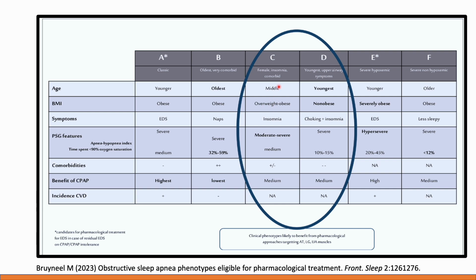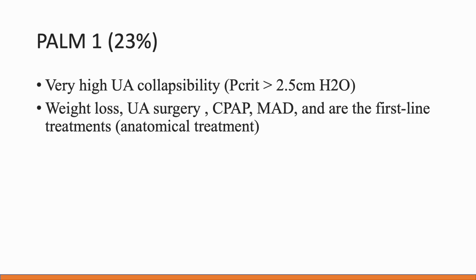So if we talk about those phenotypes who are likely to benefit from pharmacological approaches targeting arousals, targeting loop gain and upper airway muscles, then this group who respond less to CPAP, the medium group, the females, the insomnics, the ones with upper airway symptoms but no obesity, will also be the ones where pharmacological therapy can be tried. Coming to PALM 1, PALM 2, and PALM 3.